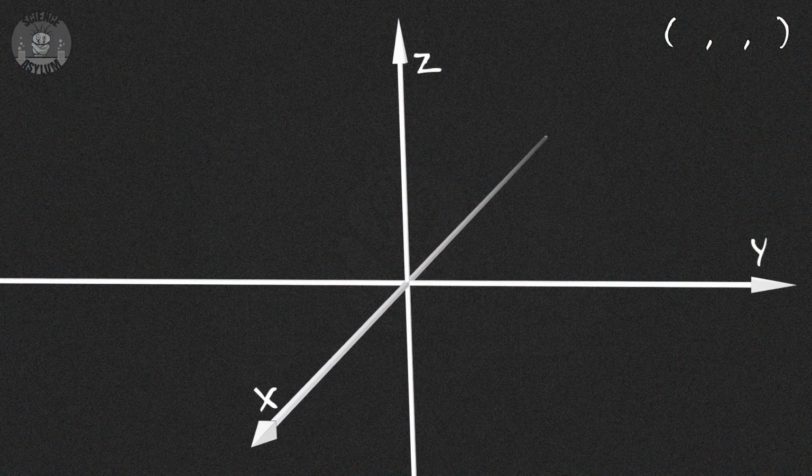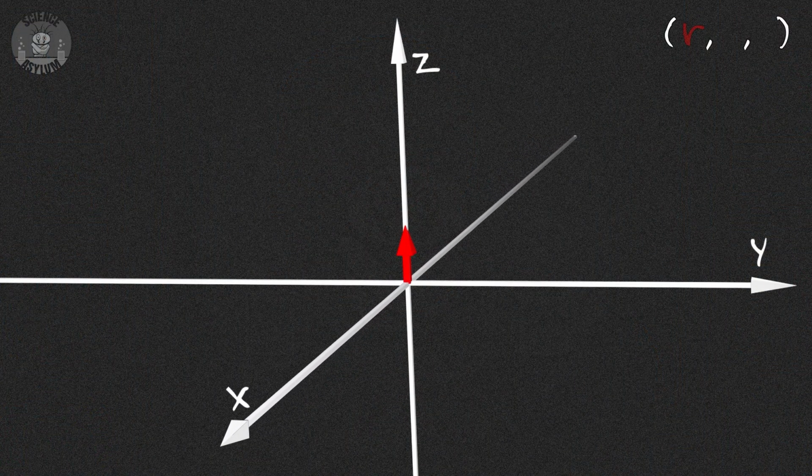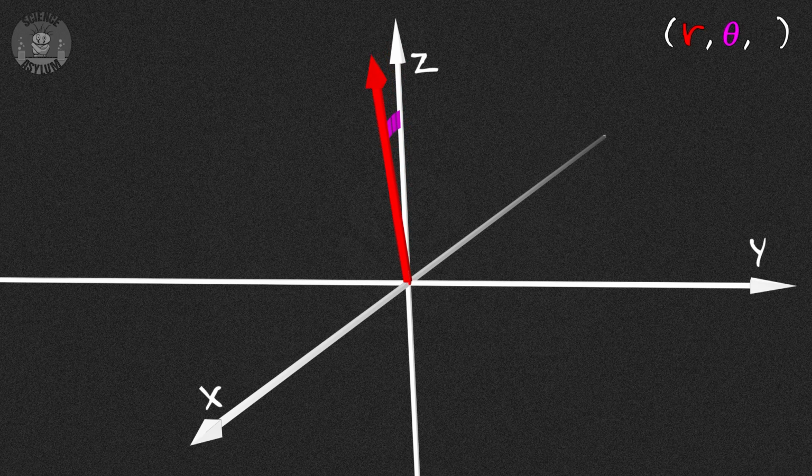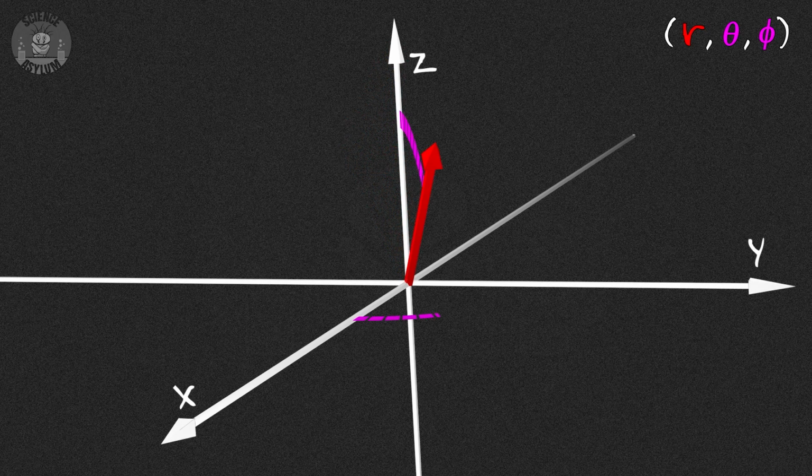Rather than three linear labels like x, y, and z, we use a distance from the center, an angle from the vertical, and an angle around the horizontal.